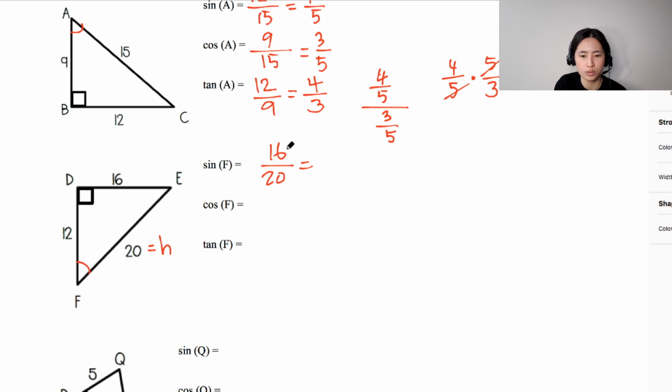So dividing this by 2, we get 8 over 10. I think we can divide this by 4, so let's try using 4. So it's quicker. So this is divided by 4, we get 4 over 5, and that's it.